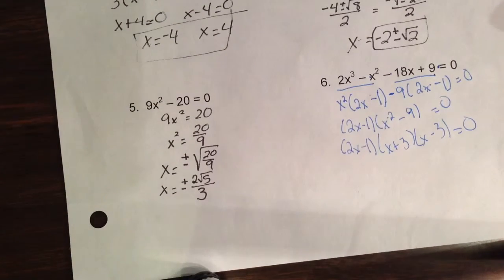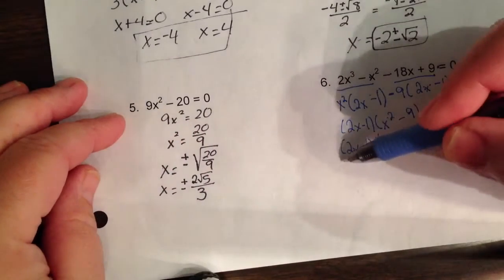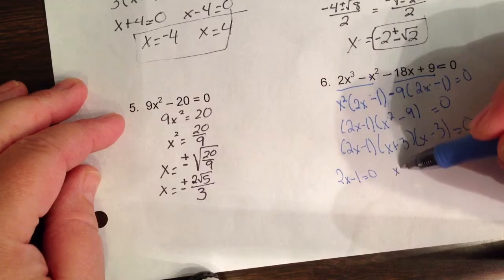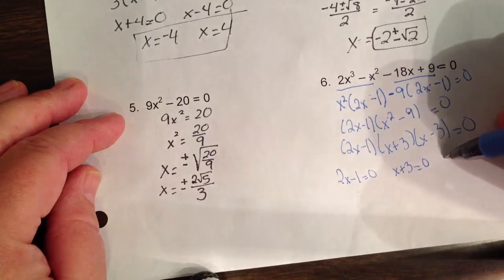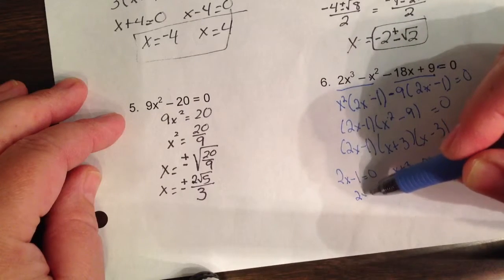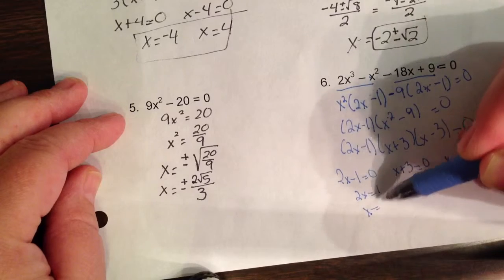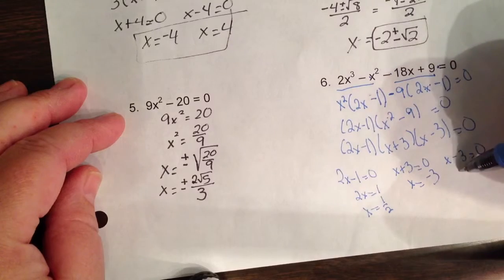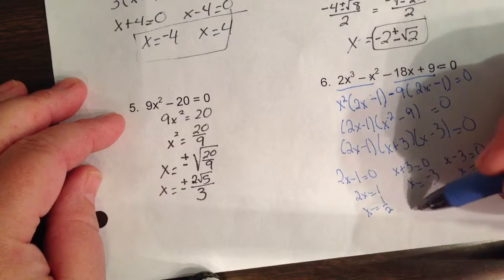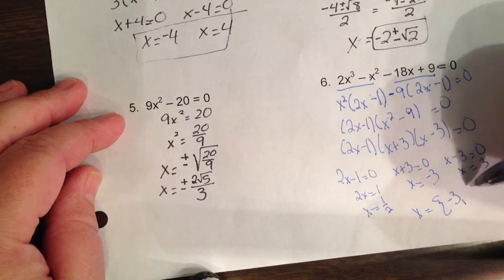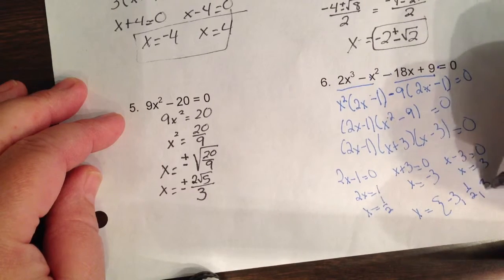Okay, so now we have all the factors. So we set each one equal to 0, so 2x minus 1 equals 0, x plus 3 equals 0, x minus 3 equals 0. So we can say that 2x equals 1 and x equals 1/2, x equals negative 3, and x equals 3. So x is the set negative 3, 1/2, and positive 3.